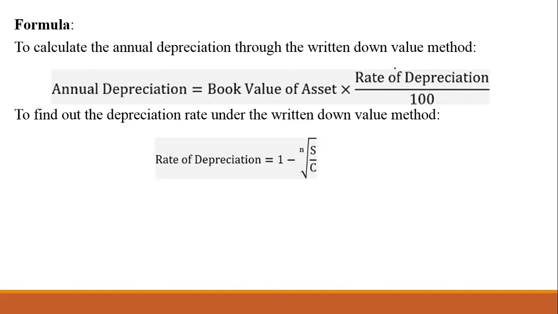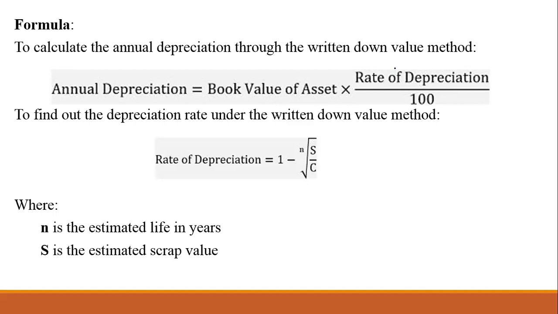Wherein N is the estimated life in years, S is the estimated scrap value, C is the acquisition cost. Okay, yan. Para alam nyo kung ano ba yung mga variables na yan sa formula ni ma'am. Ayan yung mga meaning nila. Okay, so N is for yung estimated life, kung ilang taon, kung ilang buwan, and then yung S is yung estimated na scrap value. Halimbawa, binili mo yung laptop mo ng 30,000, after 4 years nag-depreciate niya, yung estimated scrap value mo ay 4,000.